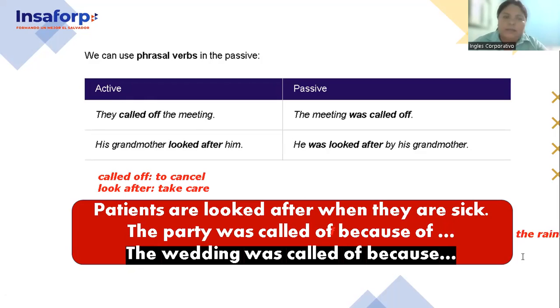Okay, so now I need you to complete that example. So please write one example through the chat, send your examples. The wedding was called off because, and you add the complement, okay? So the wedding, why was the wedding called off? Write your example. The wedding was called off because, let's see, one volunteer. ¿Cómo se dice novia? The groom? Because the groom is sick. Is sick. Okay. So write your examples through the chat. So write one sentence. You have 1 minute.